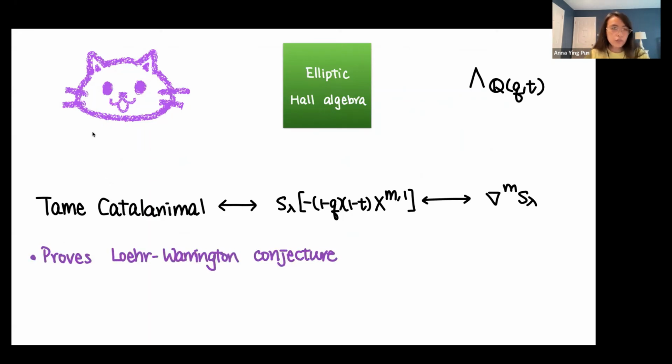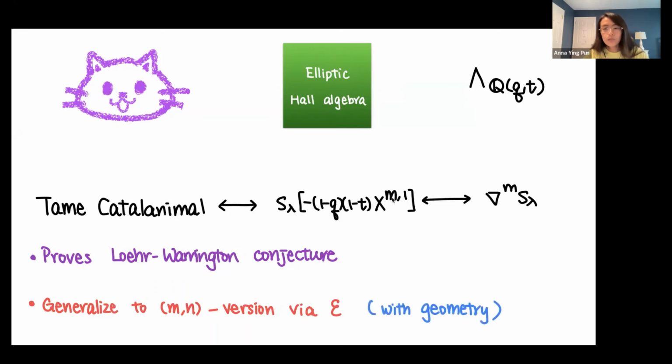So by choosing the right cat, we actually prove the Warrington conjecture this way, and we also can generalize it to an m-n version using the elliptical algebra. So what it means is that we choose m, n instead of m, 1. So we have an m-n version of the Warrington conjecture. So that's a very powerful tool here. And so let me give you a history of what's going on.